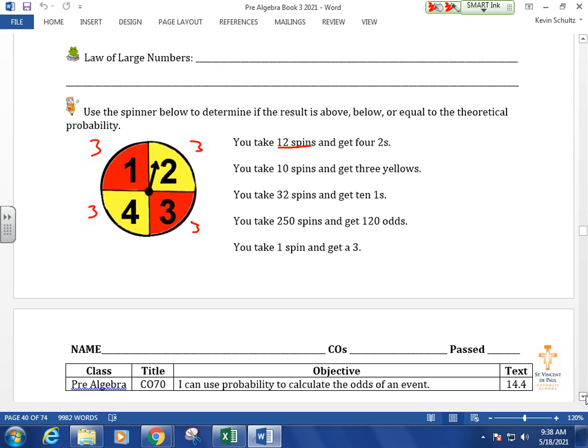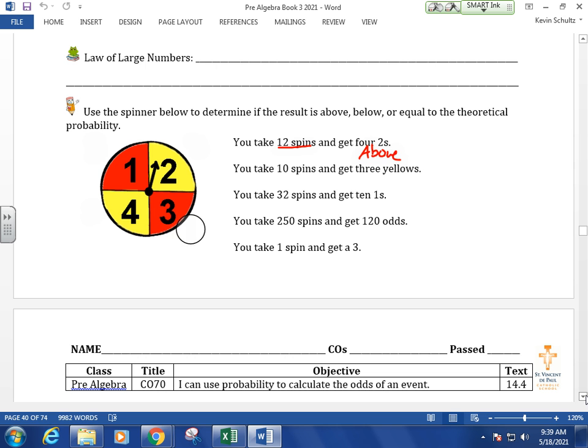Was your result above, below, or equal to the theoretical probability? Leah? Above, right? You should have gotten 3. You got 4. So your results are above what should have happened. Okay?